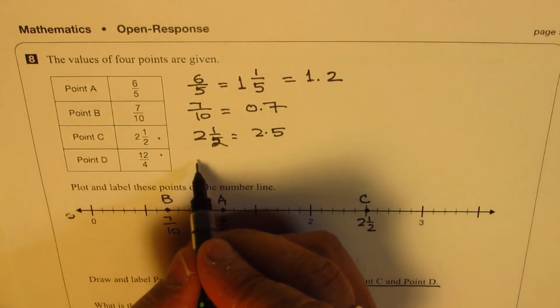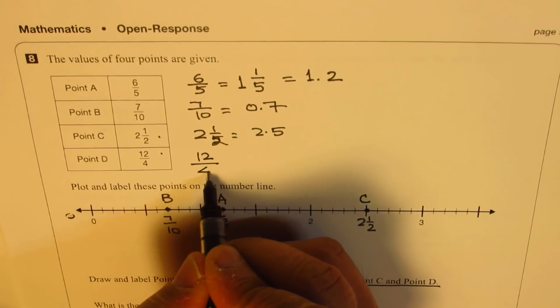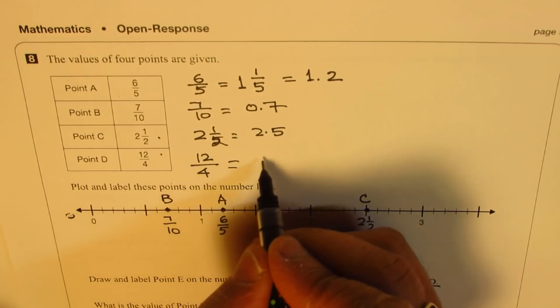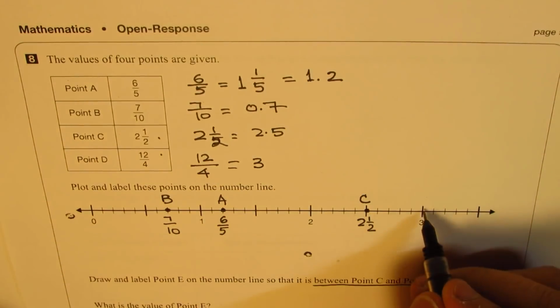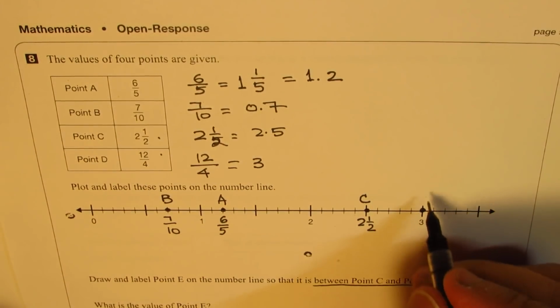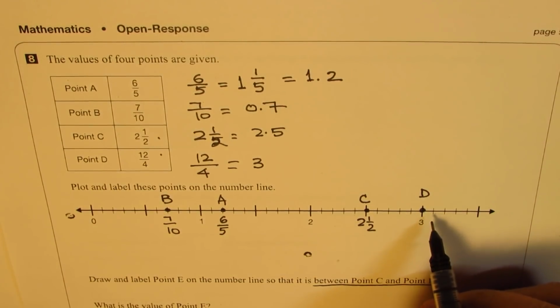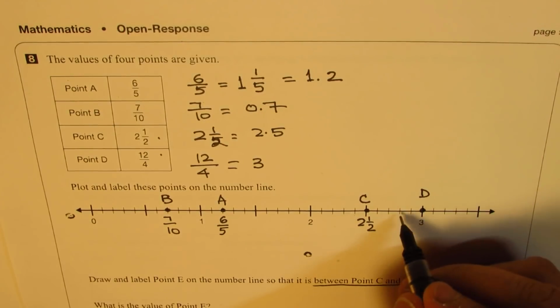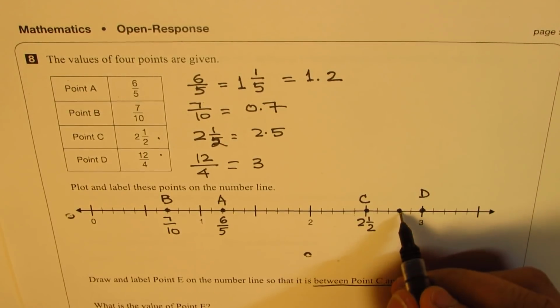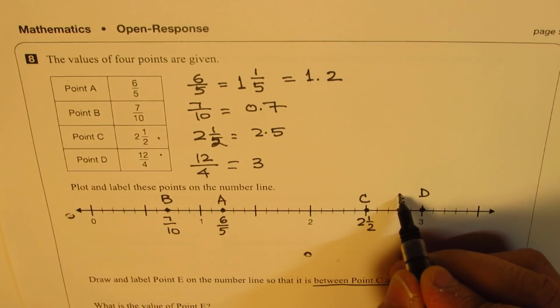Point D is 12 over 4. So what is 12 over 4? When you divide 12 by 4, you get a whole number, 3. So that becomes the point D. Now, you need to write a point E somewhere in between. So you could choose any one of them, right? So let us say we choose this as our point E.